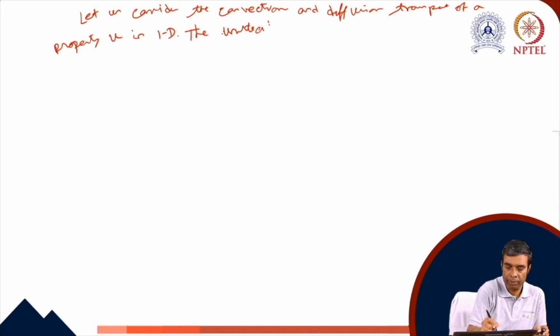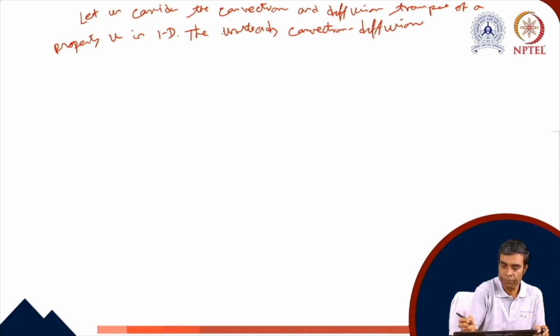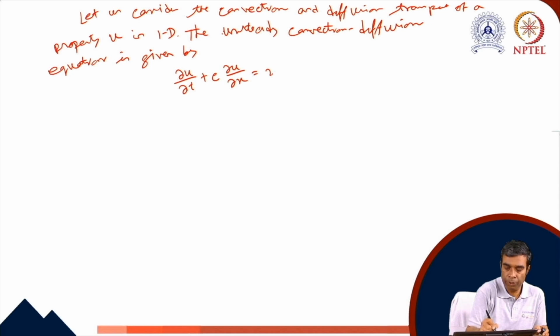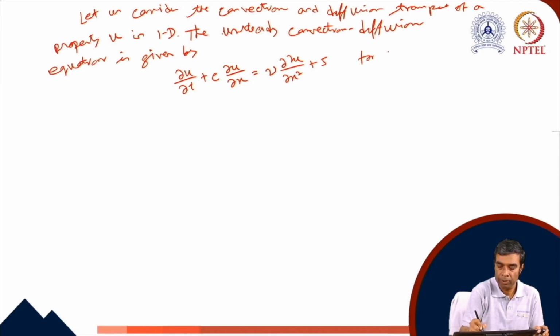The unsteady convection diffusion equation is given by del u del t plus c del u del x equals to nu del 2u del x2 plus the source term for x varying between 1 and 0, for example.